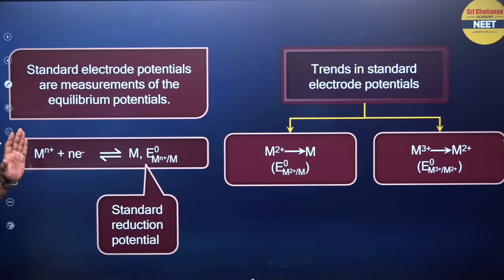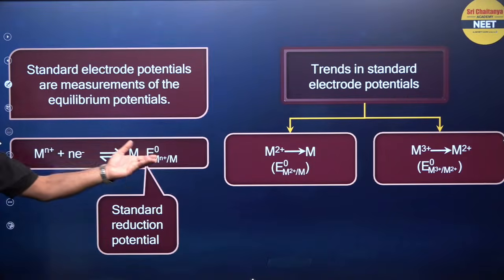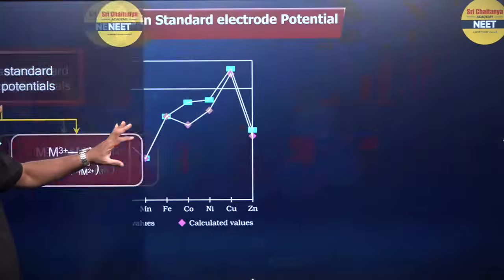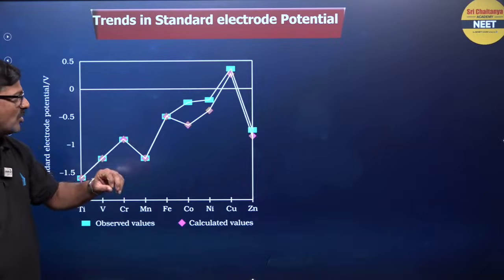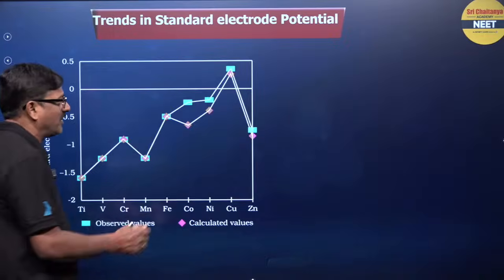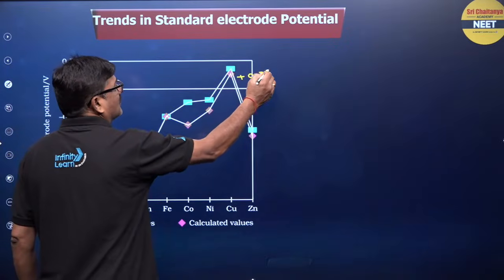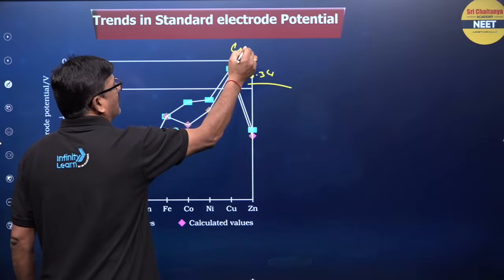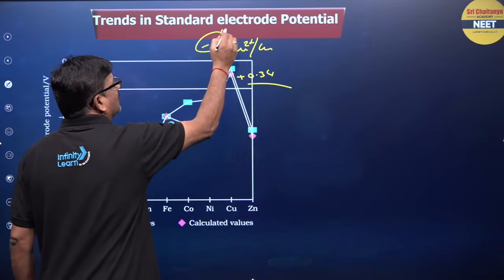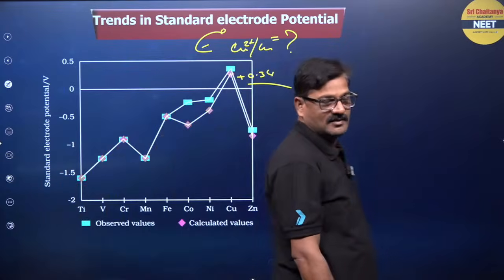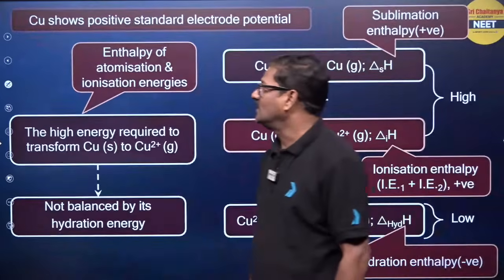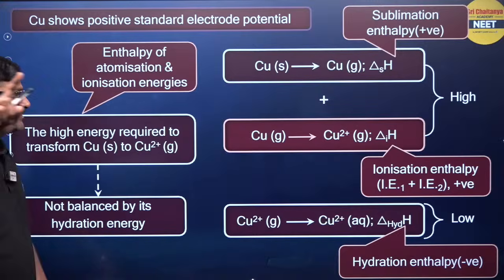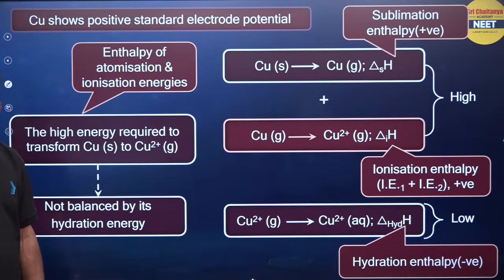When the metal is in the M2+ form, this is the electrochemistry we have seen. If you look at these values, they are going to increase, but copper is going to have +0.34. That is the E naught value of Cu2+/Cu. So why does that happen? Others show negative values, but copper shows a positive SRP value.